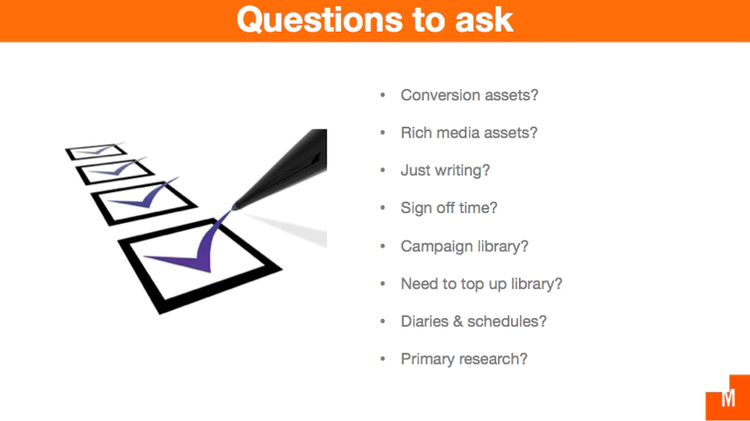Then, how is your campaign library looking? So a campaign library is a library of blog content usually that promotes a particular campaign that has different assets such as ebooks and guides and calculators associated to it. Does that campaign library need topping up, or is it full? Then what are the diaries and schedules looking like for the people that need to give input into your content? And then finally, how long is any primary research going to take? And how long before you can actually begin producing content do you need to do this primary research?